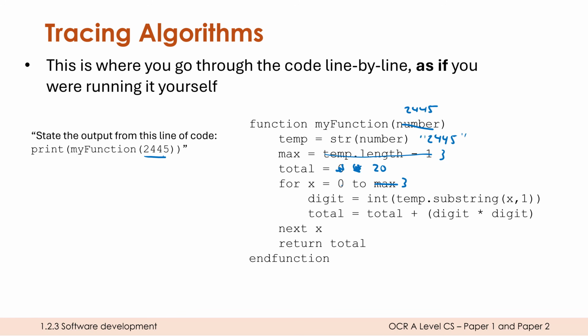X is now equal to 2. So index 2 is another 4. So we're doing another 4 squared, which is 16. We're adding that to the total. 20 plus 16 is going to be 36. X is now equal to 3.